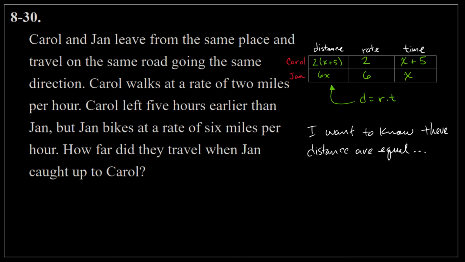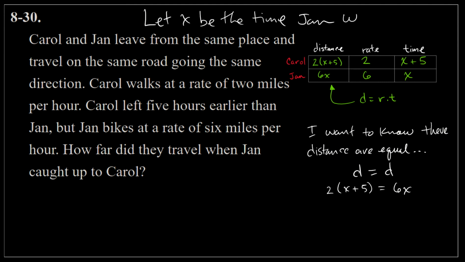And if I set them equal to each other, I can definitely solve for x. So distance is equal to distance in this problem. So 2 times x plus 5 is equal to 6x. And I don't know why I'm writing the let statement now, but let x be the time that Jan walks. No, Jan doesn't walk.